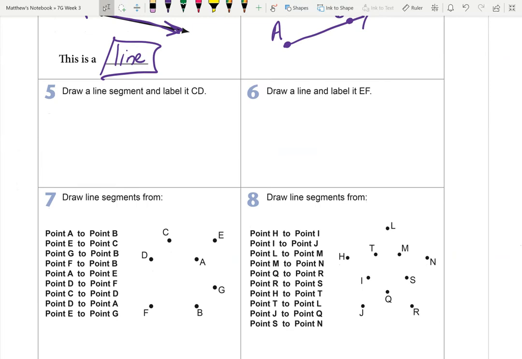For question 5, it says draw a line segment and label it CD. So my points are going to be C and D. Since it's a line segment, it's just going to go from point to point and not pass through either of them. Then for question 6, it says draw a line and label it EF. So I know my 2 points are going to be E and F, and with a line, it's going to pass through in both directions.